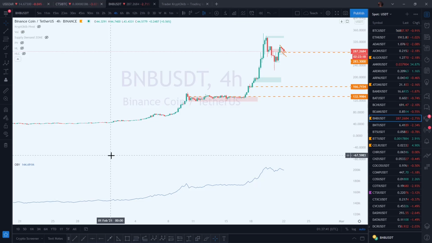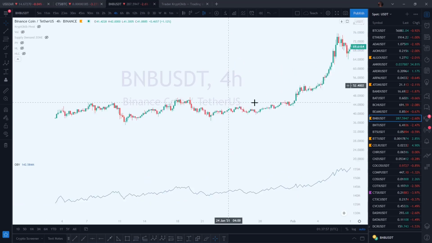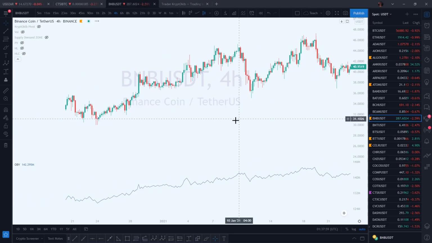Now we have the OBV, which is the on-balance volume. It is said that when price is rising, we see it rising, and when price is dropping, it drops, which is exactly the same thing that is happening here right now. So what do we want to notice here?